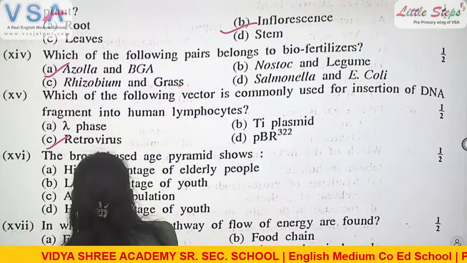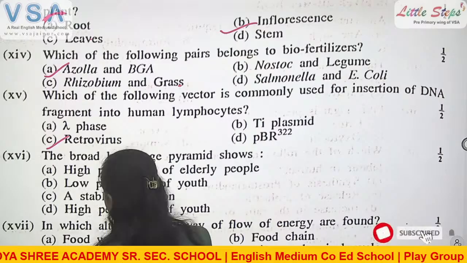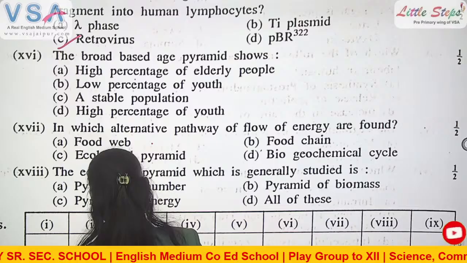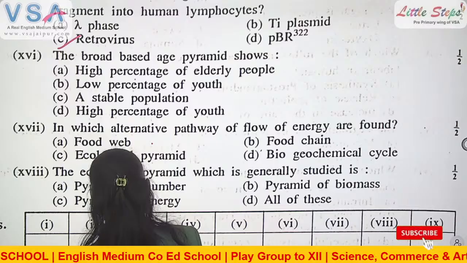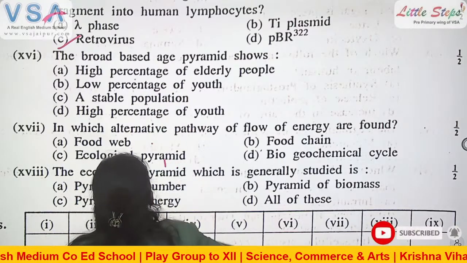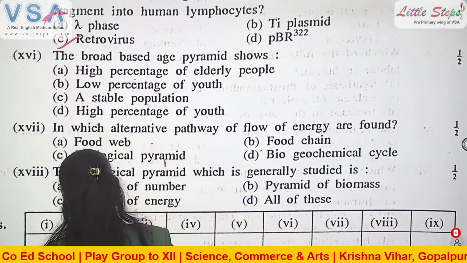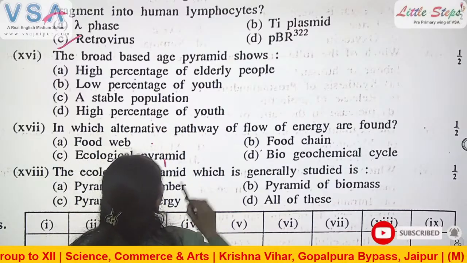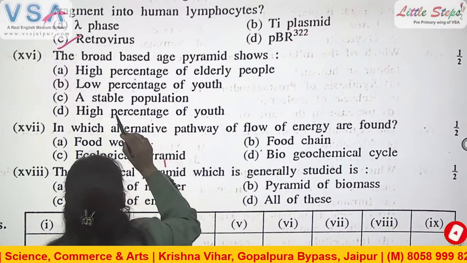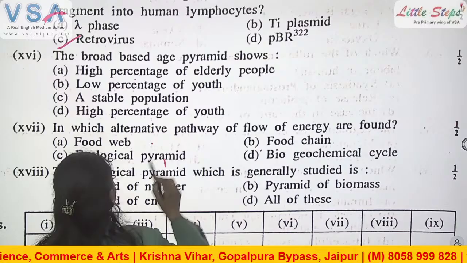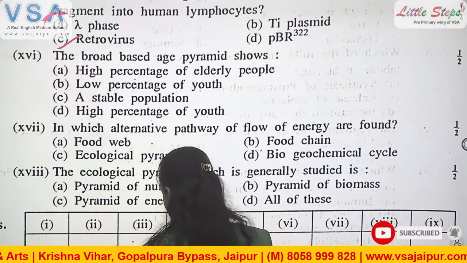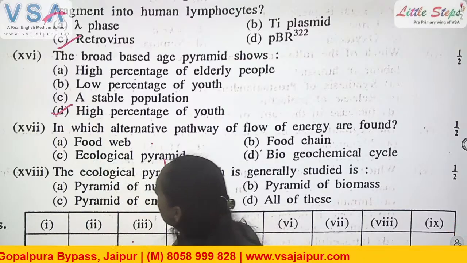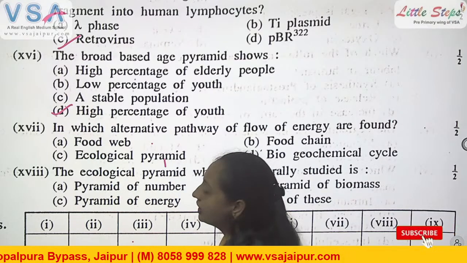The broad-based age pyramid shows. What does the age pyramid show? High percentage of elderly people, low percentage of youth, a stable population or high percentage of youth? So what is the right answer? Option D. High percentage of youth.